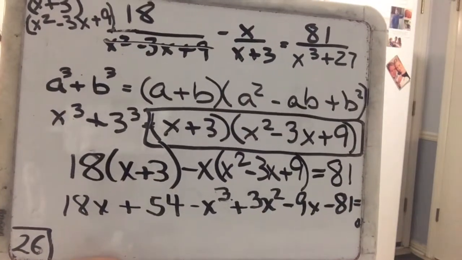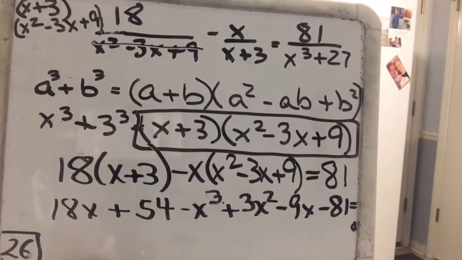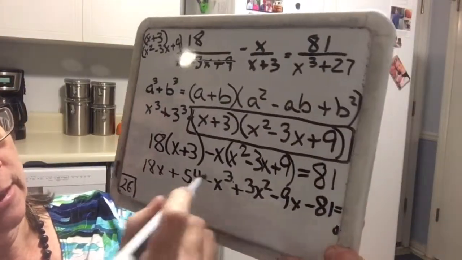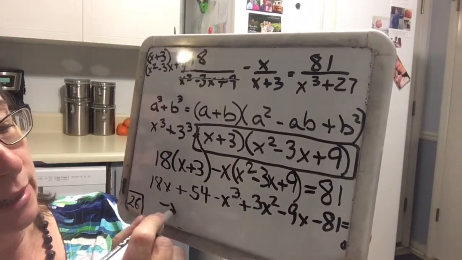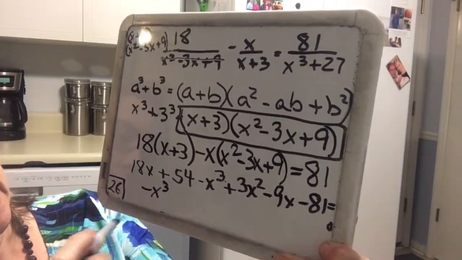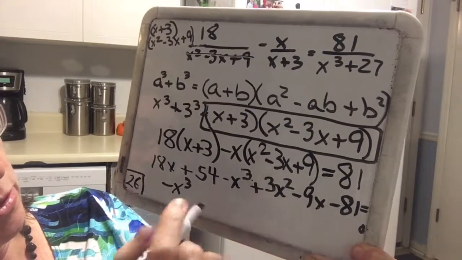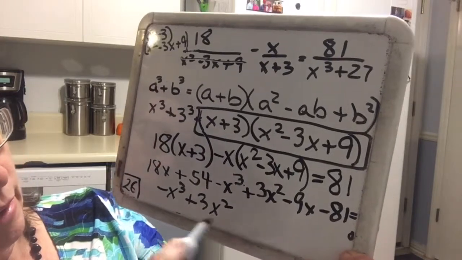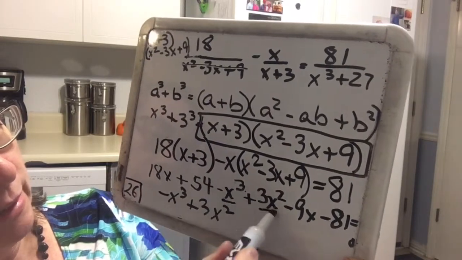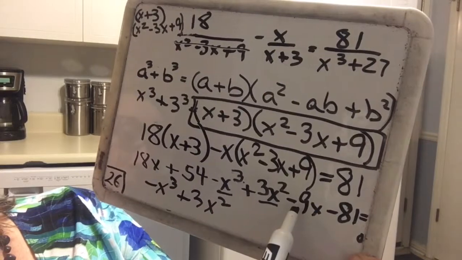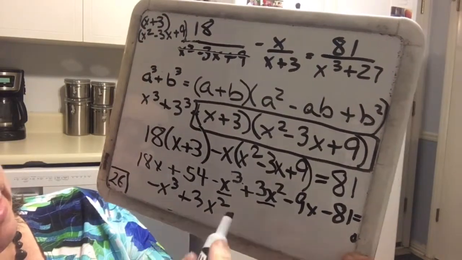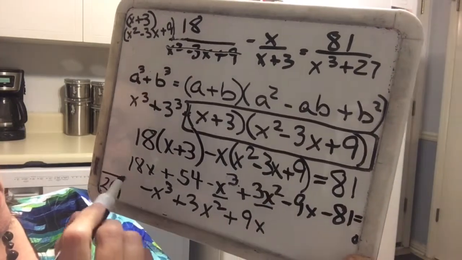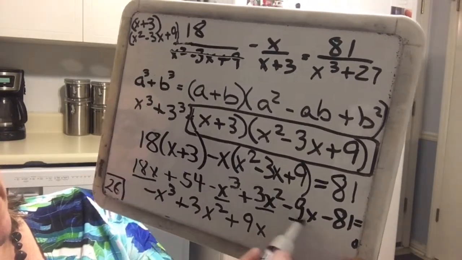Okay, so now I'm going to need to get everything in descending order of the variable and see what I have. So my x cubed term, I have a negative x cubed. It's going to go on the front. I have an x squared term, which is going to be plus 3x squared. Okay, so I've taken care of this one and this one. And then I have a negative 9x and a positive 18x. So that's going to be a positive 9x when I put those two together. So that's going to take care of that one and that one.